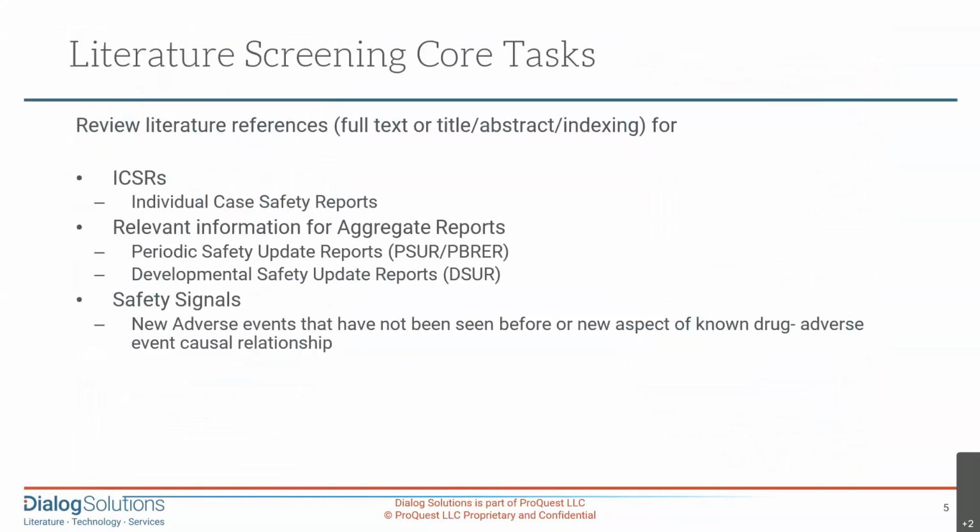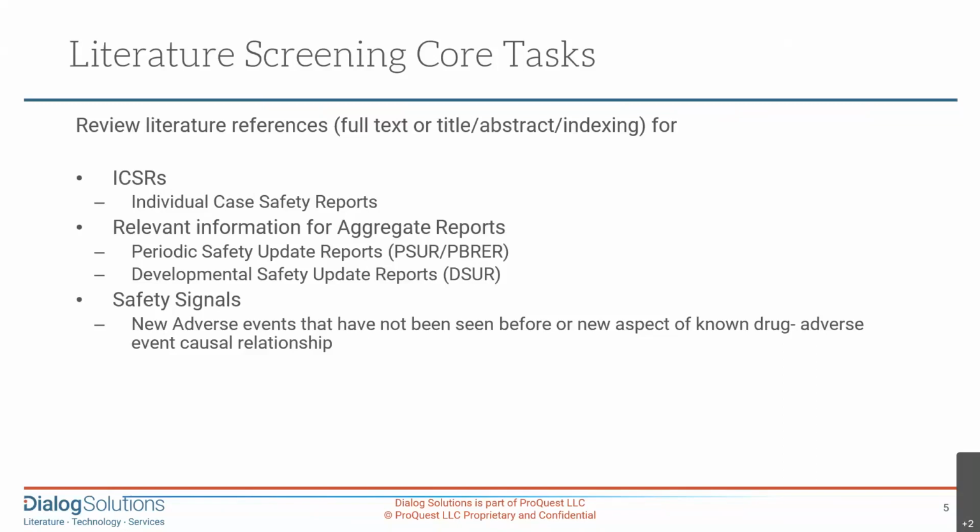The first one is an ICSR, which is an individual case safety report. The second level of reporting are cumulatively known as aggregate reports. And these can be periodic safety update reports or periodic benefit risk evaluation reports, and developmental safety update reports. And I'll come into a bit more detail on those in a moment.